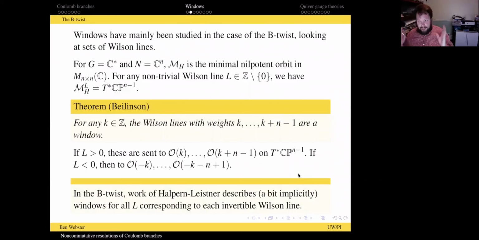All the Wilson lines go to non-zero coherent sheaves, but there are going to be cones of maps between Wilson lines that are going to go to zero, where the map between coherent sheaves will be an isomorphism, but it's not an isomorphism over the unstable locus that you pull out.